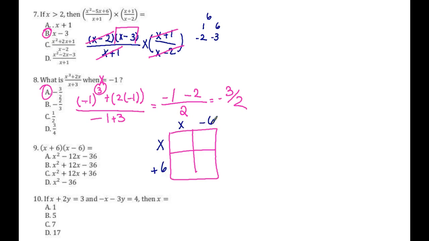Now we have to distribute. x times x is x squared. x times negative 6 is negative 6x. 6 times x is 6x. 6 times negative 6 is negative 36. You combine this, so it eliminates. So the answer is x squared minus 36.